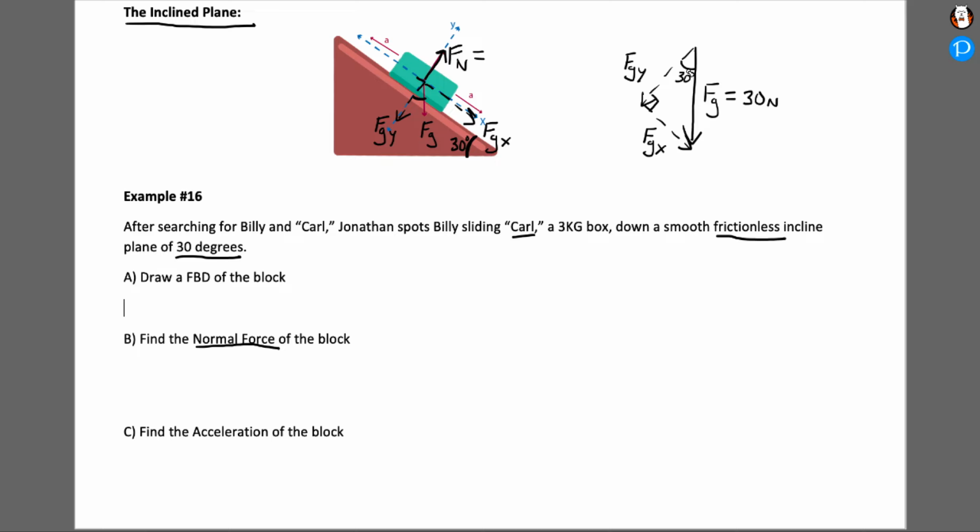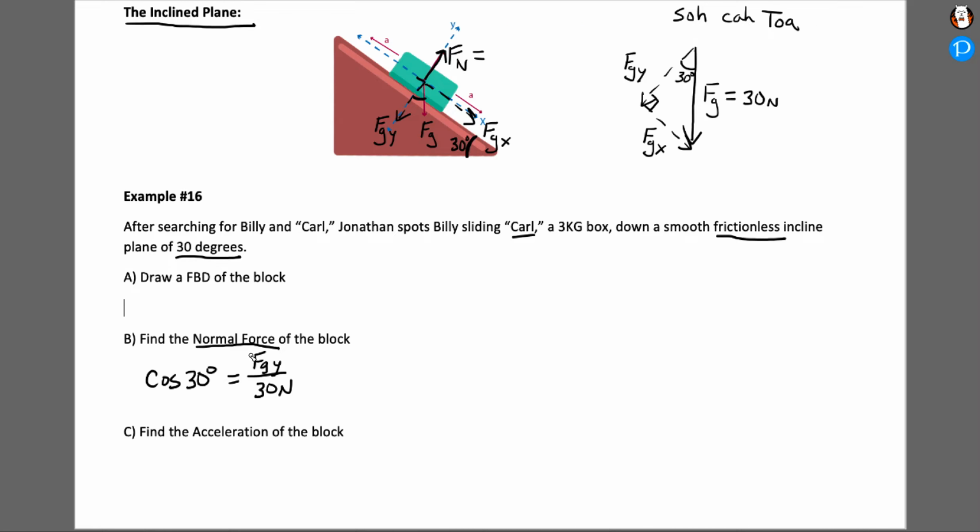So if I look, here's my angle, 30 degrees. I'm looking at the adjacent side, and I've got my hypotenuse. So adjacent and hypotenuse, I should write these up here so we have them. So TOA. We're looking at adjacent and hypotenuse, so I'm going to use cosine here. We're going to say that cosine of 30 degrees is equal to my adjacent side, which is FGY, the force of gravity in the y direction, divided by 30 newtons.